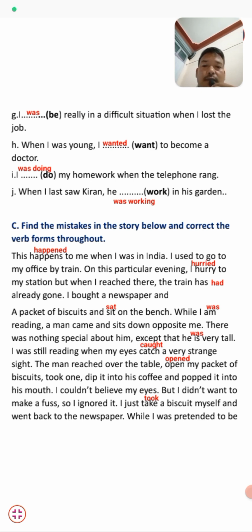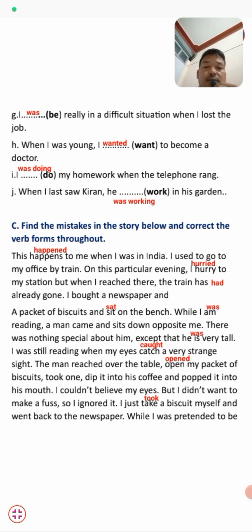And there was nothing special about him, except that he was very tall. I was still reading when my eyes caught, not catch, caught, the second form of the verb again.